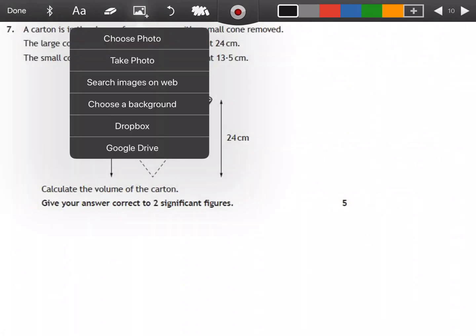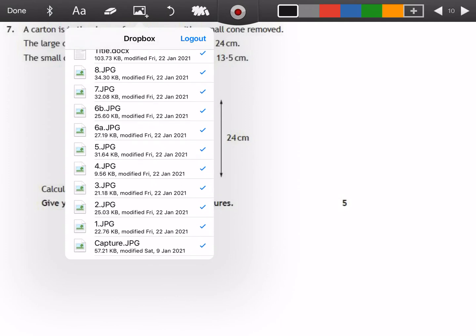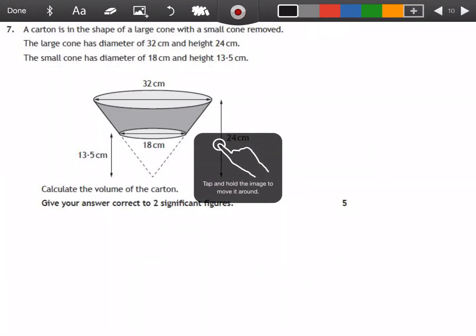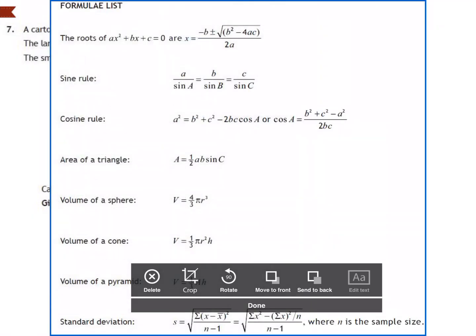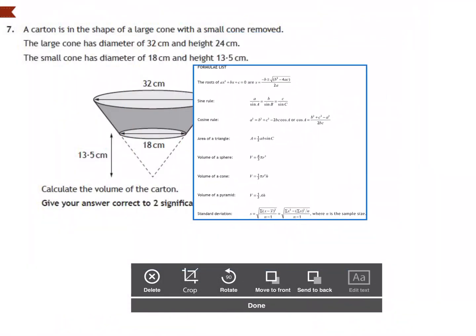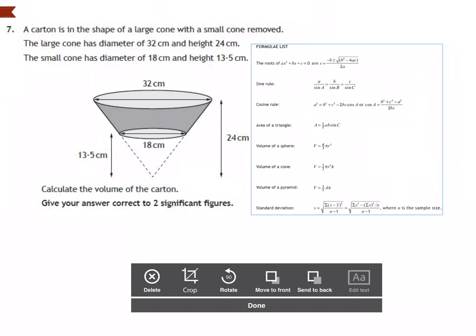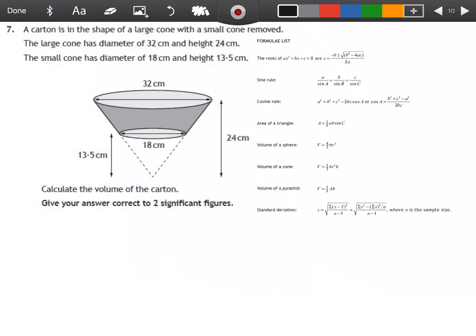Right, the volume formulas, let's bring up the volume formulas. Oops, no, that's not the volume formula. The volume formula is here. There we go. Right, volume of a cone: a third pi r squared h. That's our cone formula.